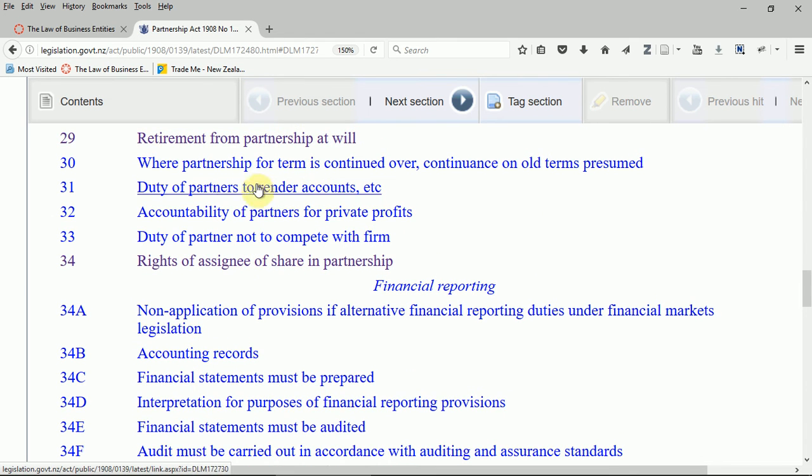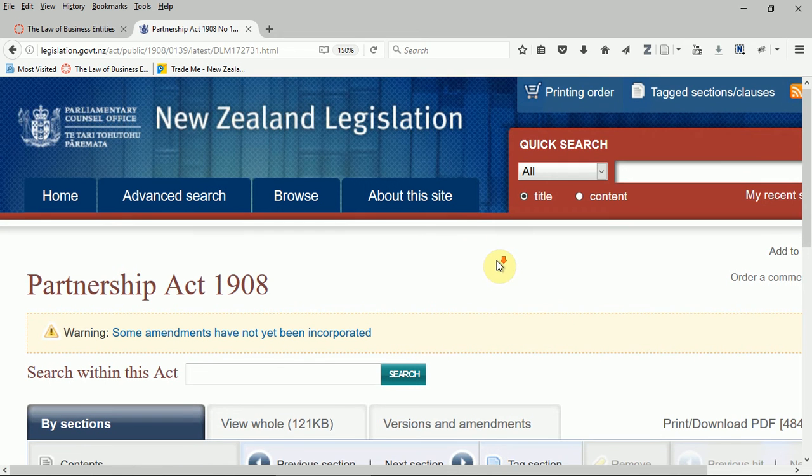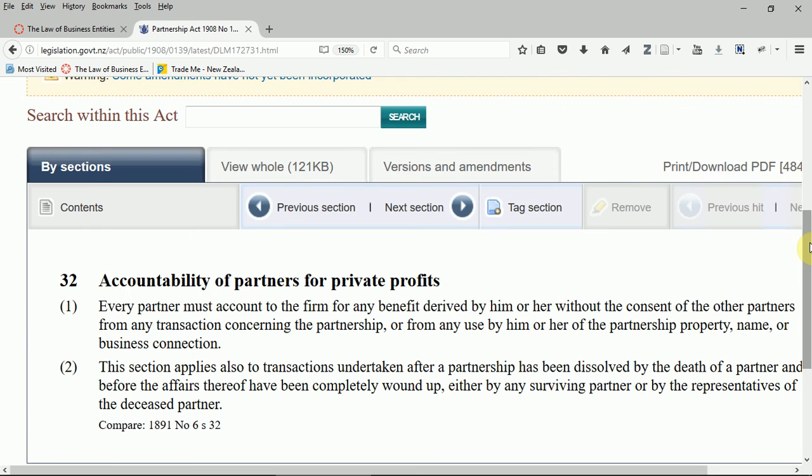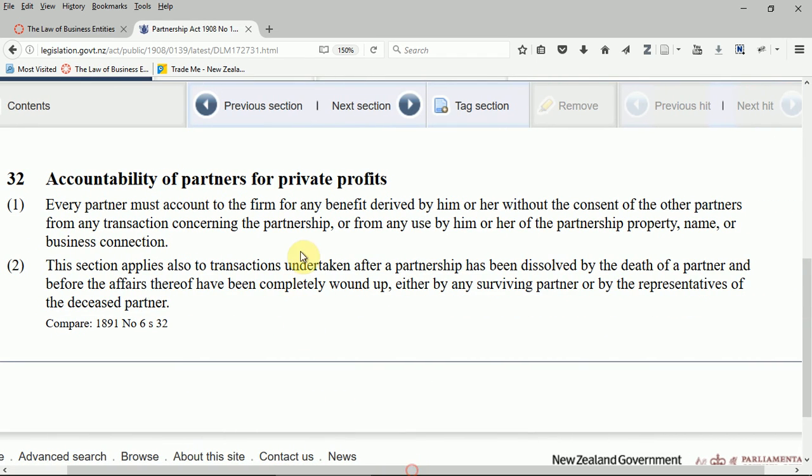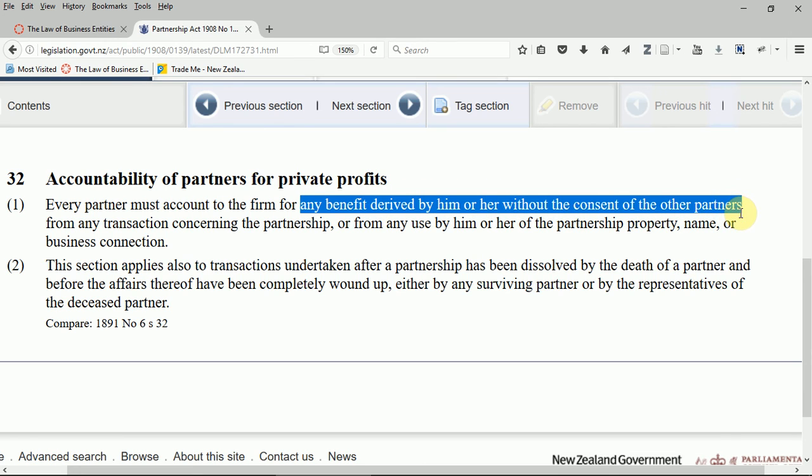Now, further down here, we'll just cover these since we're currently there. Duties of partners. Remembering partners are fiduciaries, so they have to act in the best interest of all other partners, but in addition, we have some specific duties. To render accounts, to account for private profits. Again, can be a tricky area. So a private profit is any benefit derived without the consent of the other partners.